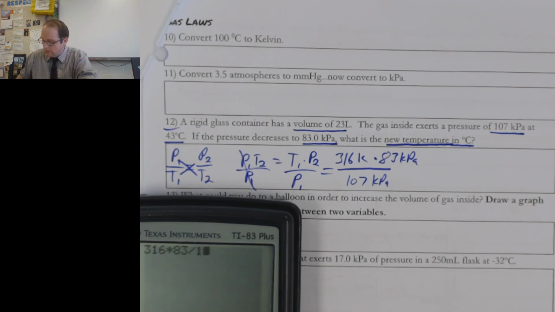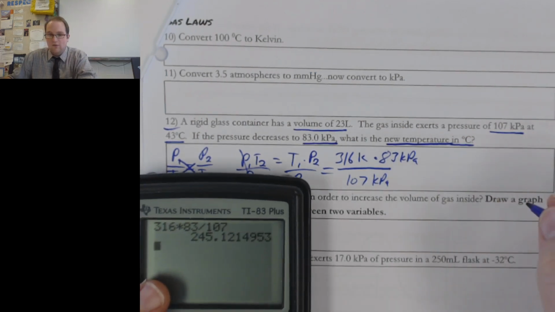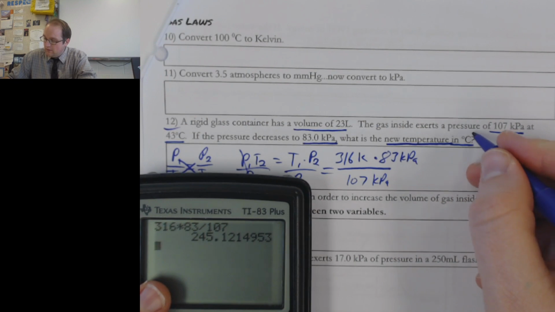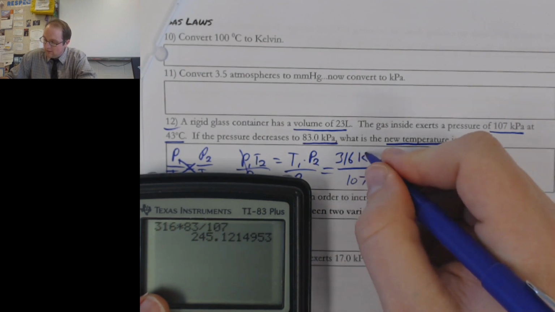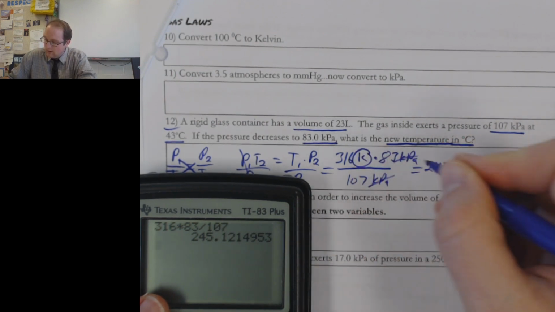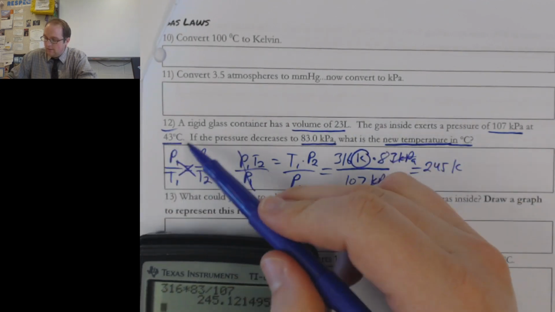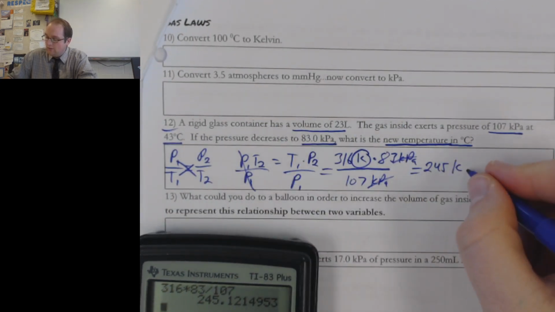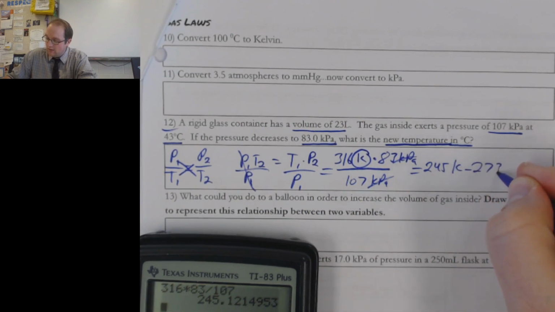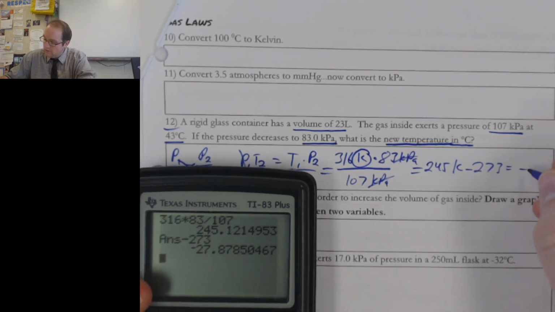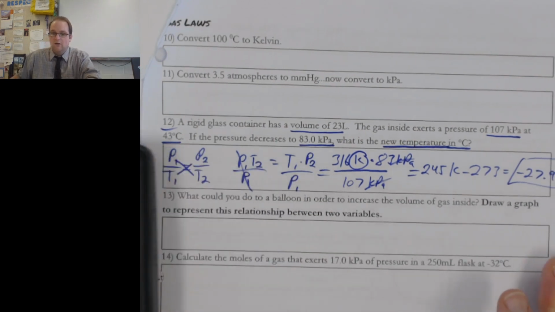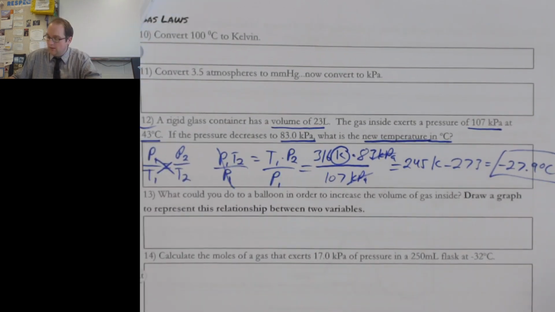So I'm going to plug this into my calculator, and I'm going to get 316 times 83 divided by 107. You might be tempted to just put that answer down of 245, but you want to remember that this problem asked for this in Celsius. So this number, this 245, is not in Celsius. Because kPa's cancel, this is in Kelvin. To go from Celsius to Kelvin, I would add 273. To go from Kelvin back to Celsius, I'm going to subtract 273, and we're going to end up with a temperature of negative 27 degrees Celsius. If you want to round, you could do negative 27.9 degrees Celsius as our final answer here.